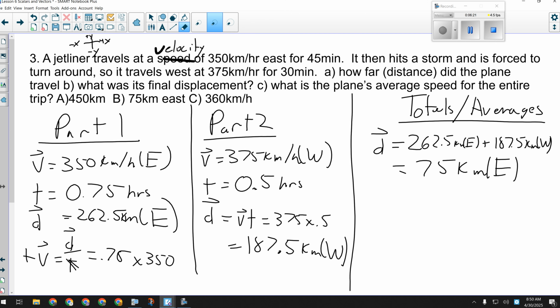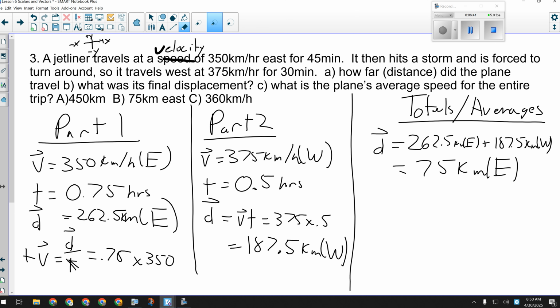Okay, that's the first part. What's the total displacement of the plane? 75 kilometers east. Okay, did I have to do a little bit of work to get that? Absolutely I did. But I'd have had to do that work to do the next part. Okay, so I did part B first instead of part A.